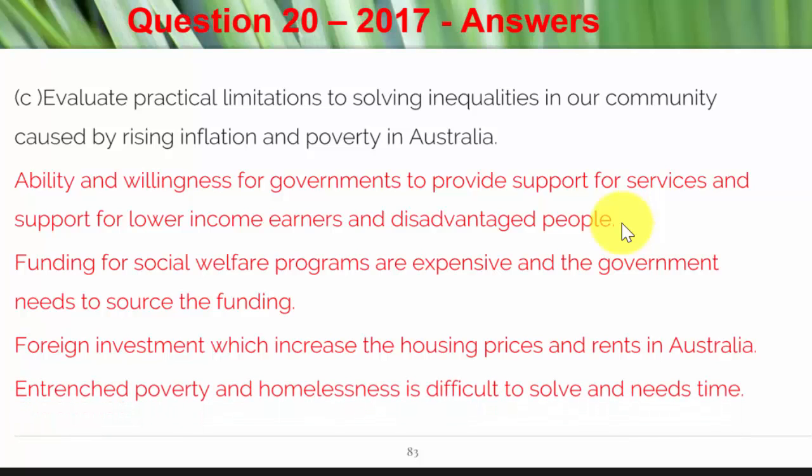Entrenched poverty and homelessness are difficult to solve, and it needs time. I mean, these problems have been around forever. Currently, the level of homelessness particularly is going up, and it's becoming an increasing problem. So as people get more disenfranchised, and people are getting more desperate, I suppose, on a political scale they might then vote for somebody else, but it makes it then more difficult to get people out of the situation, even if the government is willing and able to do so.